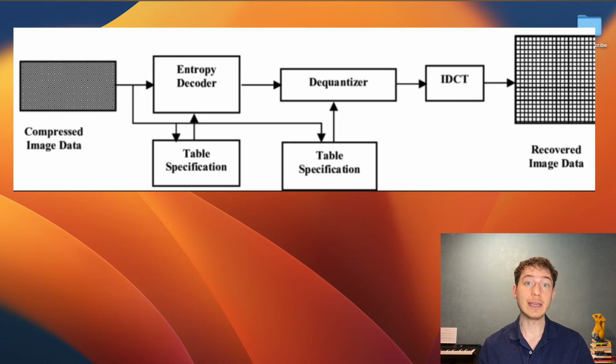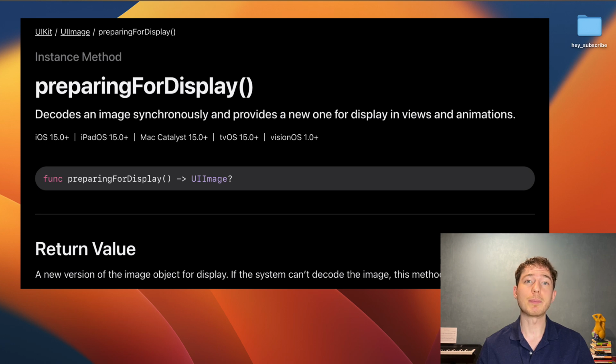Before showing the image, it needs to be decoded. Again, if the picture is large and there are a lot of them, this is a lot of work. You need to take it off the main thread. Use the preparingForDisplay method, similar to prepareThumbnail.